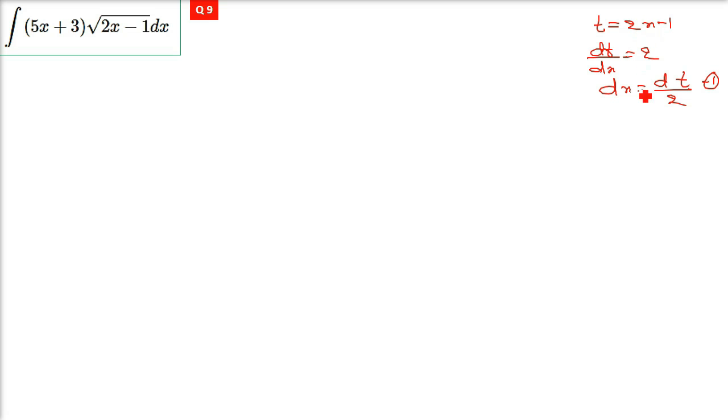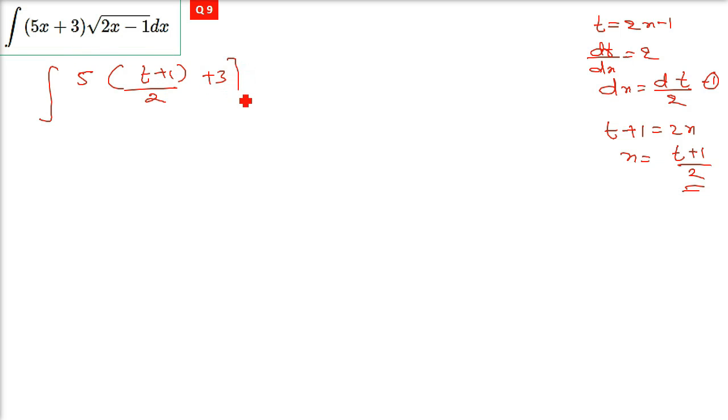And now all this x has to be replaced by t. So what is t? t is 2x minus 1. So x will be t plus 1 by 2. Whenever we encounter x, you have to write t plus 1 by 2. So 5 into t plus 1 by 2 plus 3. This is the one term under root. So this is under root t only, because that's what the question is all about. That is the main logic. Under root t. 2x minus 1 can be taken as t, p, or q. It's up to you. Normally we take t.